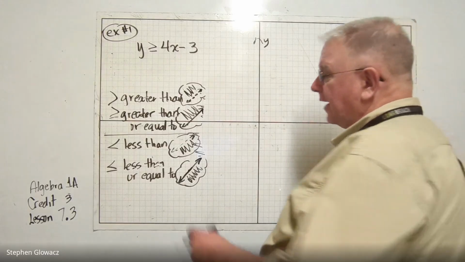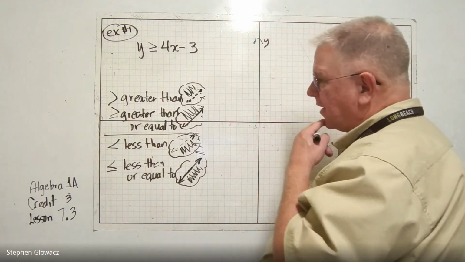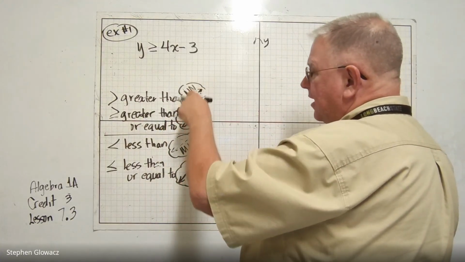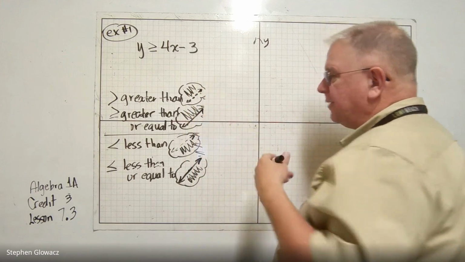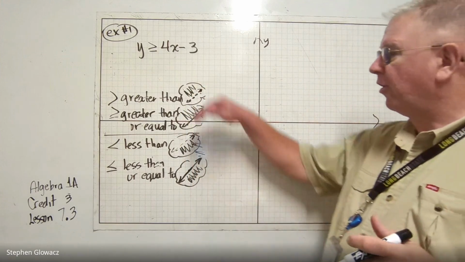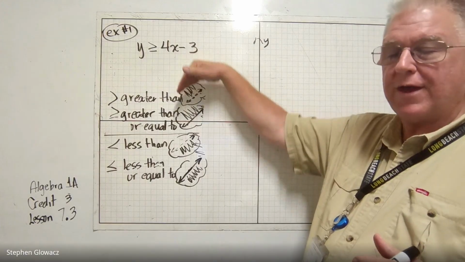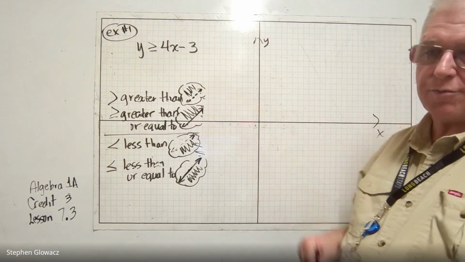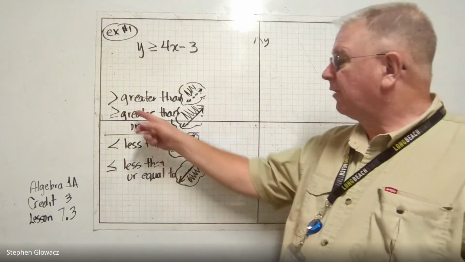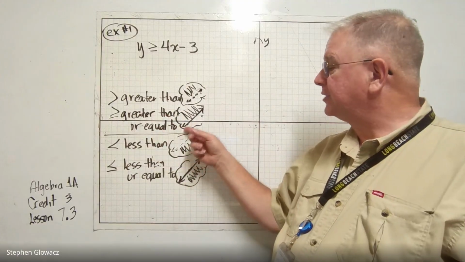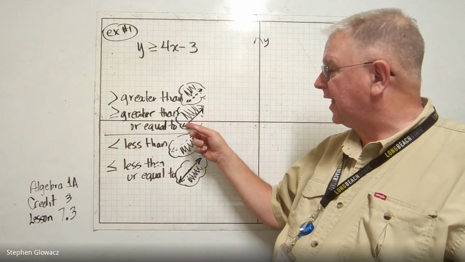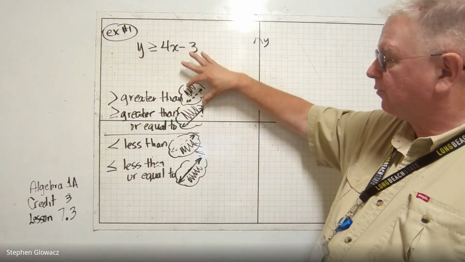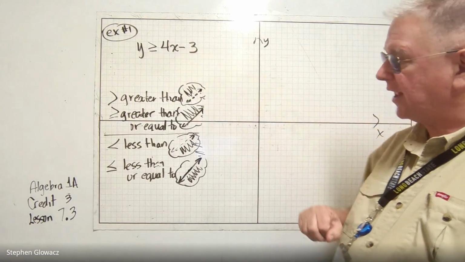So how do we know that? Well, let's run through our four different possibilities here. Greater than means we're shading above the line, but notice there's a broken line here because if it's greater than, our solution is only what's greater than or above the line, not including the line, so we indicate that with a broken or dashed line. Greater than or equal to means we're including the line, so we have a solid line, but just as with greater than, whenever it's greater than, we're shading above the line.